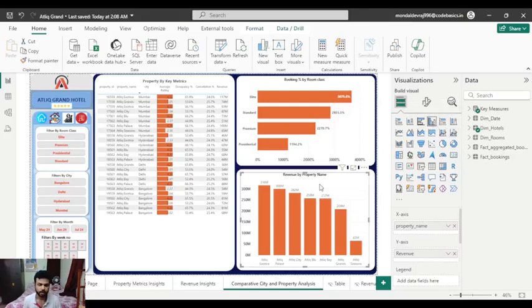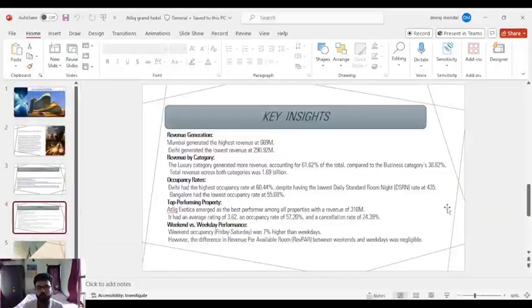Now coming to our next column chart. In this column chart, we can see revenue by property name. Atliq Exotica generates the most revenue, while Atliq Seasons is generating the least revenue. So we have to put more effort into the area of Atliq Seasons, and we have to improve its revenue. Thank you. So now, after analyzing the report, we have gained some key insights regarding the Atliq Grand Hospitality report.